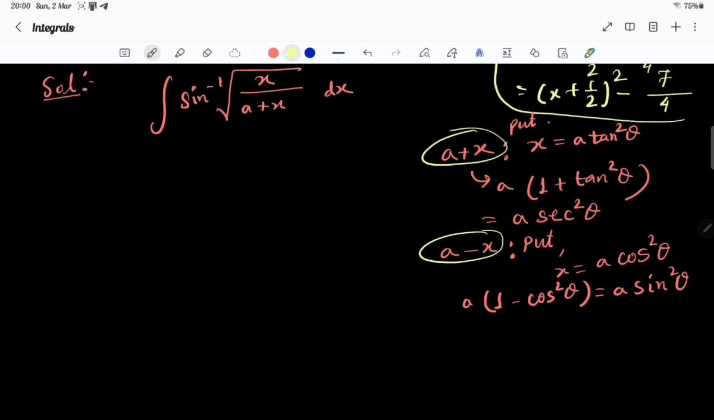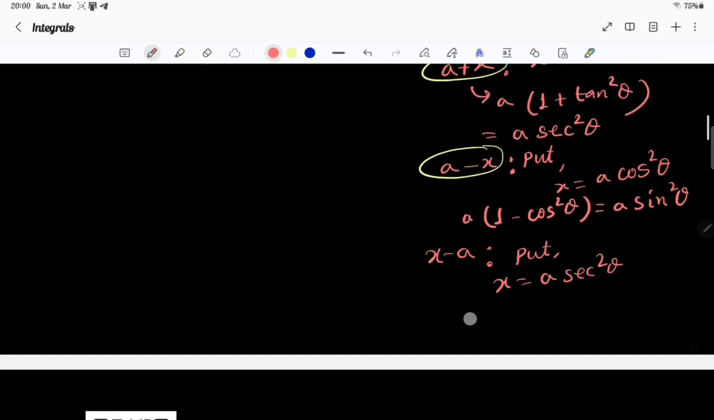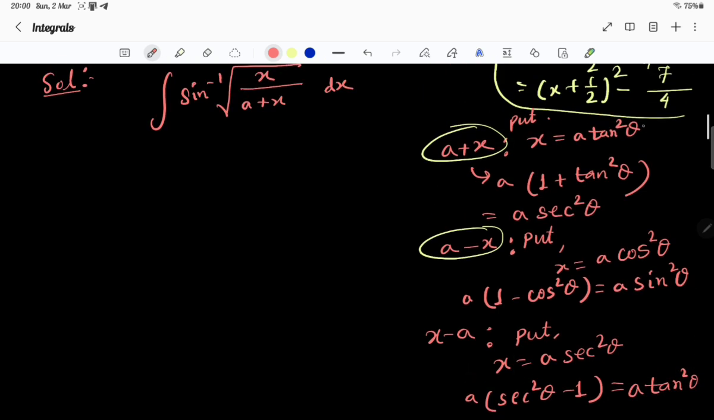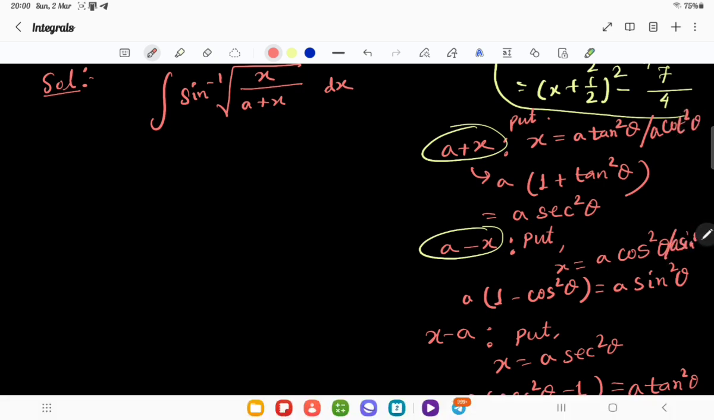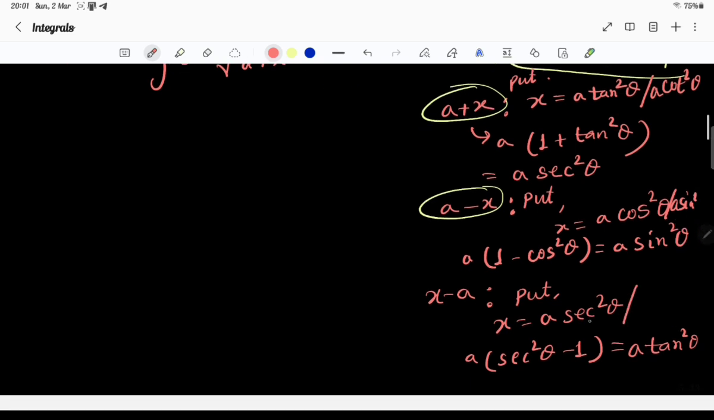Or if it is x minus a, in that case what will we put? Can anyone tell me? Like x minus a, in that case you will put x equals a sec square theta. If you put a sec square theta, what will come? A will take common, it will come sec square theta minus 1. Sec square theta minus 1 is tan square theta. So a tan square theta. Understood? So either you can put here a tan square theta or a cot square theta. Here either a cos square theta or a sin square theta. Or here you can put a sec square theta or a cosec square theta.